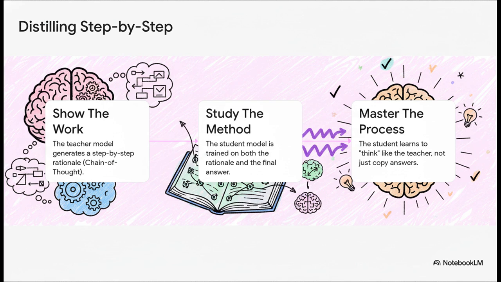Here's how it works. First, the big teacher model doesn't just give you the answer. It shows its work. It lays out a whole step-by-step rationale, its chain of thought. Then, the little student model studies both that method and the final answer. So what's the result? The student actually learns how to think like the teacher, not just copy its answer.